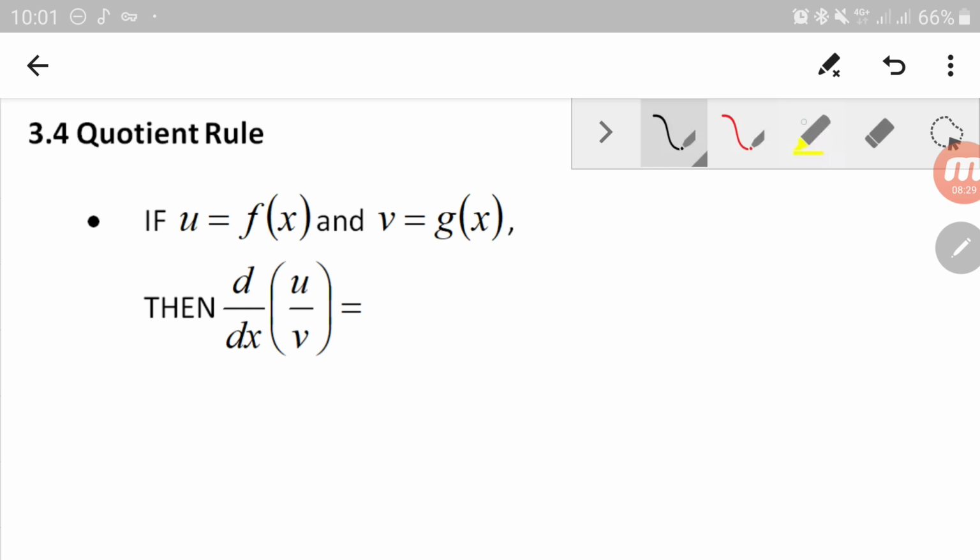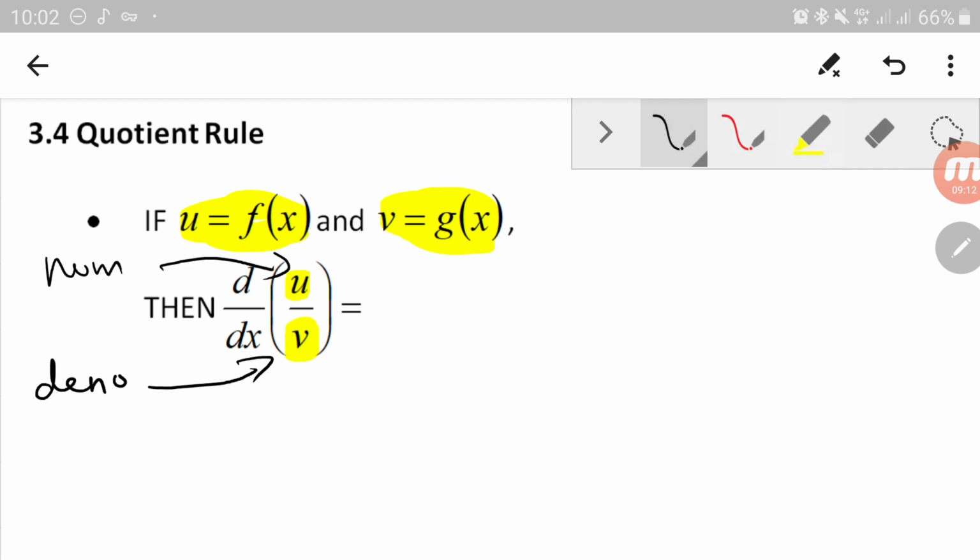Quotient rule, so the quotient rule is just the same condition. We have two different functions, but unlike the product rule, the difference with the quotient is that we divide the first function by the second function. Just now, if it's a product, then u multiplied by v, right? So quotient is u divided by v. So that's the difference. Okay, so if we have a fraction function, then the numerator is u and the denominator is v. So this is the numerator, this one is the denominator.